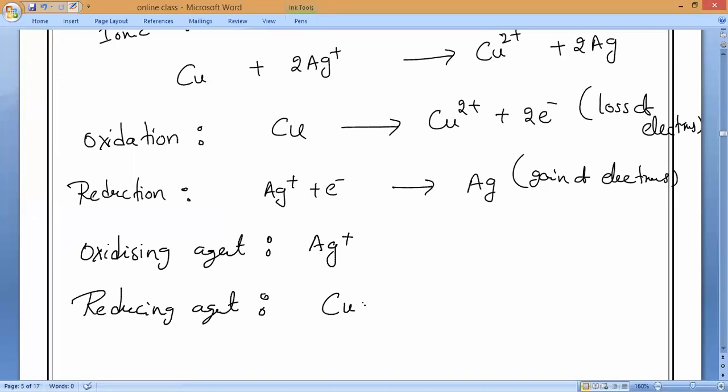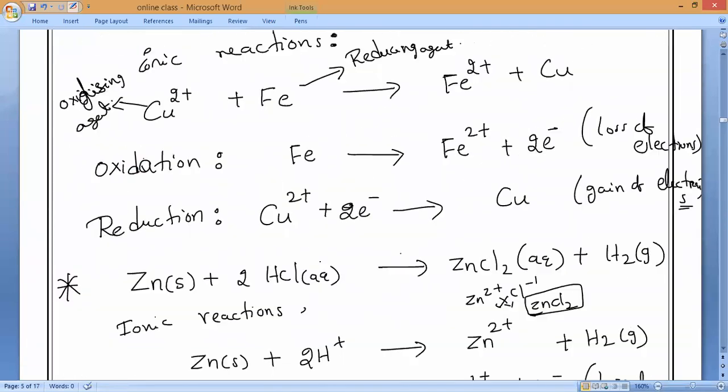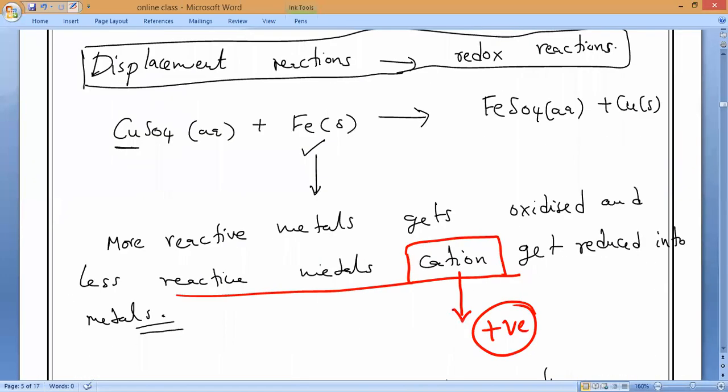So during a displacement reaction, the more reactive metal gets oxidized and the less reactive metal cation gets reduced into metal. Do you understand, everybody? That is how the displacement reaction is carried out. During displacement reaction, the more reactive metal gets oxidized by loss of electrons, and the less reactive metal cation gets reduced into metal. That is what you have to remember.